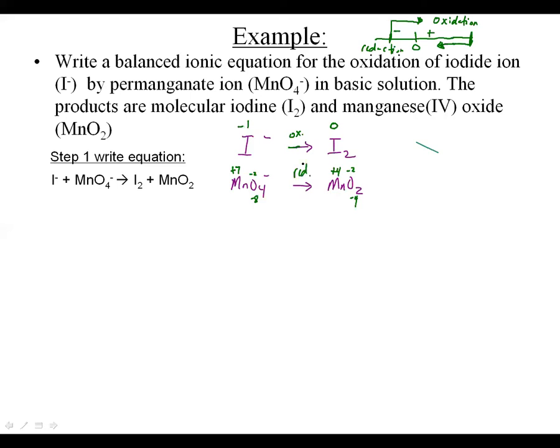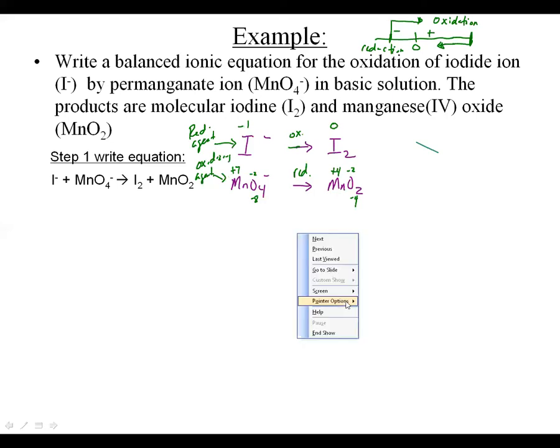By the way, if you can figure out one of them, by default, the other one is what's happening in this particular case. That would also mean that our I minus here would be our reducing agent. This guy here would be our oxidizing agent. Any questions on, again, how to identify those things?